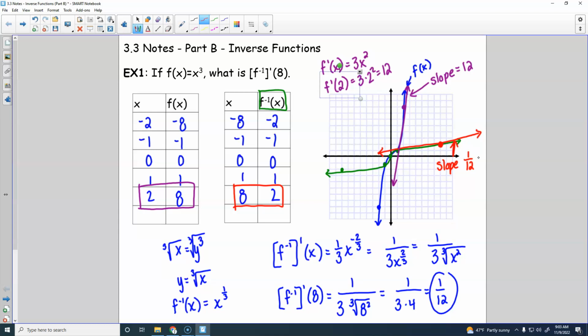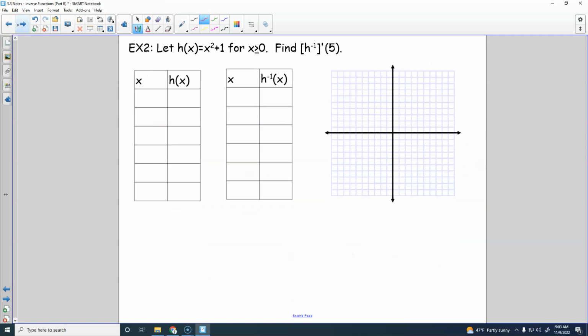Okay, so we're going to go further with this and look at how we can go through this process of finding this even if we can't find the inverse, because we will have some functions where either we can't find the inverse or they never gave us the equation of the problem in the first place. They might have given us a table or a graph that we had to deal with. So let's look here.